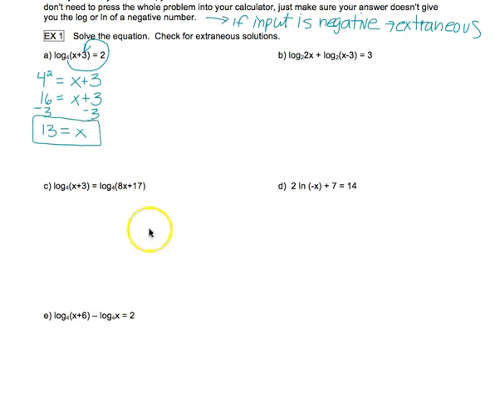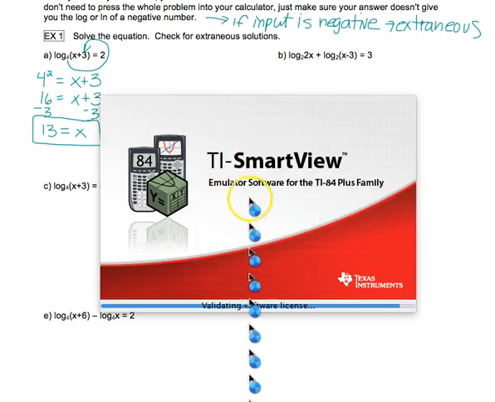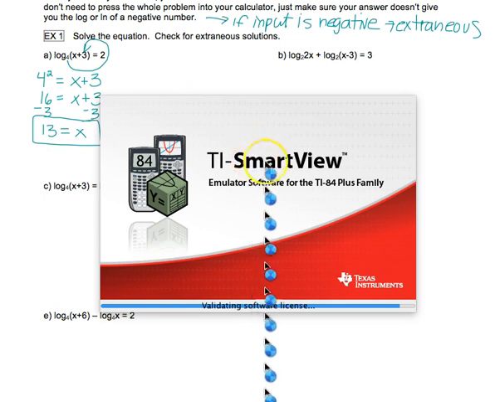If it's easier for you to just check the whole thing in your calculator, you can certainly do that too. Of course, now my software is trying to validate. So maybe I'll get rid of this for now and just show you that on the next one.